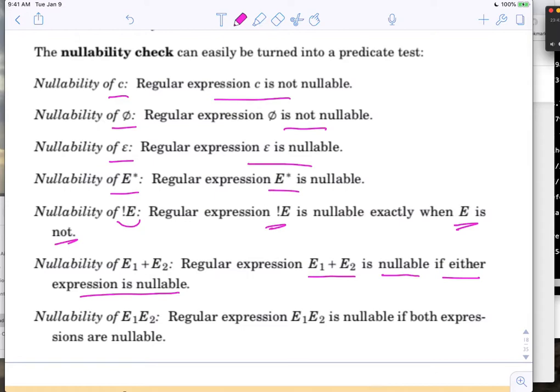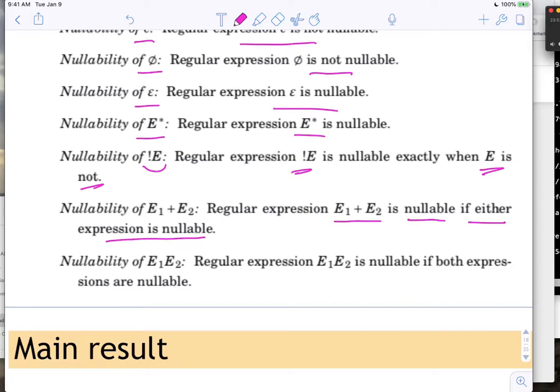Union. So if E1 has epsilon or E2 has epsilon, then E1 plus E2 has epsilon. That's all we are saying. This is interesting: nullability of E1 concatenation E2.